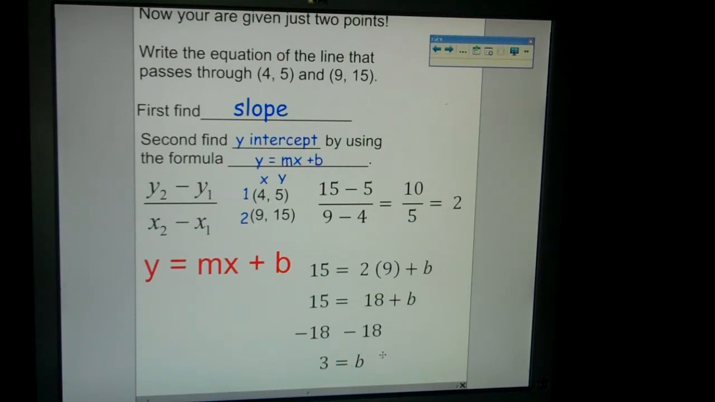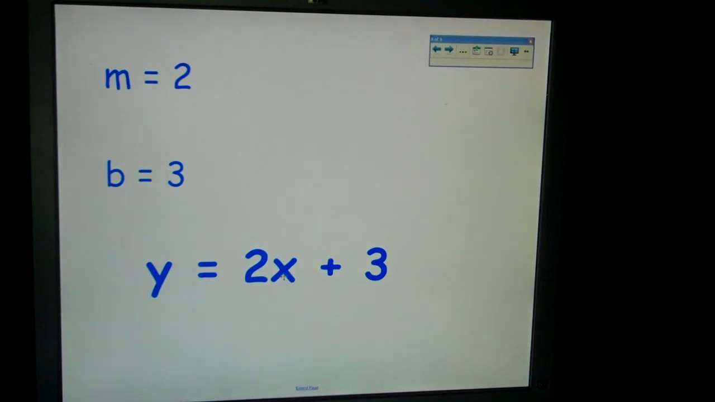You have to take your time, because if you mess up on the slope, you're going to mess up the entire equation. Do you have m? Yes, it's 2. Do you have b? Yes, it's 3. I want you to write the entire equation and pause, because I'm going to turn the screen and you're going to see the answer. There it is. M was 2, b was 3. y is equal to 2x plus 3.